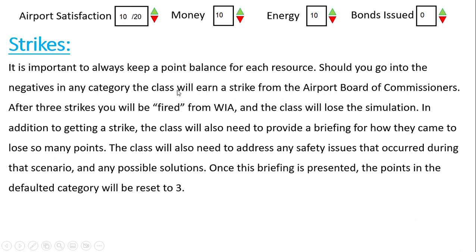In addition to getting a strike, the class will also need to provide a briefing for how they came to lose so many points. The class will also need to address any safety issues that occurred during this scenario and any possible solutions. Once the briefing is presented, the points in that defaulted category will be reset to 3.